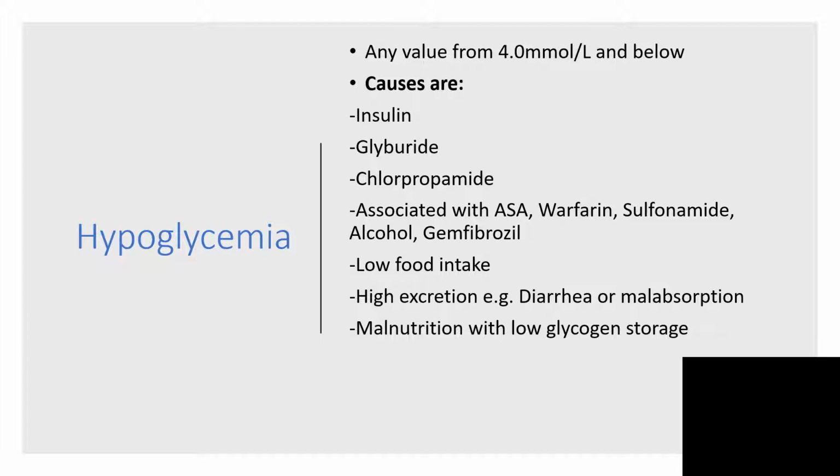Chlorpropamide, the first generation of sulfonylureas, they shut down the glucose fast. Hypoglycemia is also found if you are placing this patient on aspirin, warfarin, sulfonamide, and he or she is sneaking out to take alcohol, or you are controlling the lipid with gemfibrozil. Watch out for glucose shutdown.